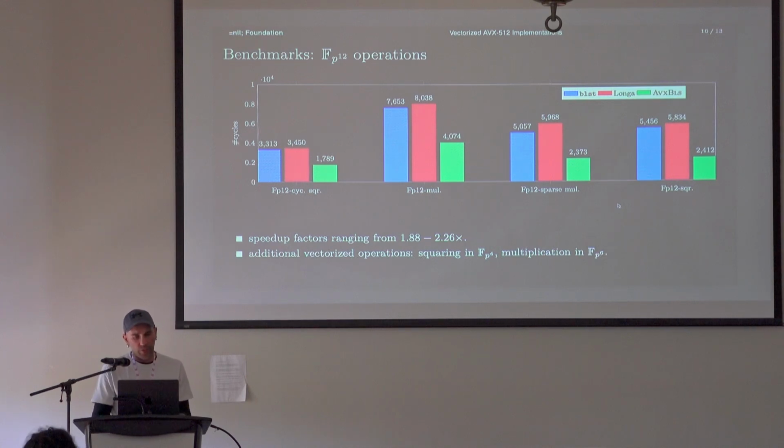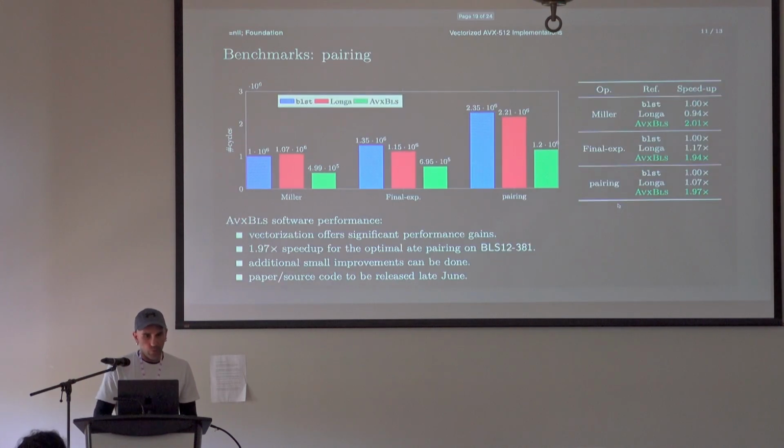We also did some additional vectorization of operations in FP4 and FP6. These operations are required mainly in the final exponentiation. Now, what about the performance of the pairing? Here we can see that we managed to reduce the execution time of the Miller loop to half.